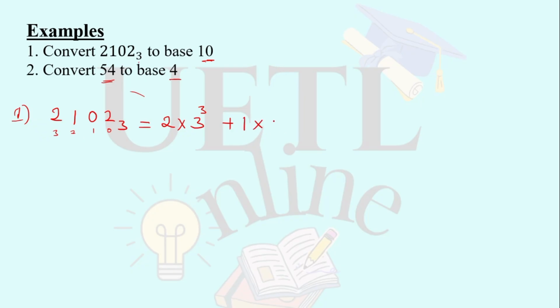So it becomes 3 to the power 2. Then plus, here we have 0, so you say 0 times 3 to the power 1. Then plus, this is 2 times 3 to the power 0. Okay, so we're going to solve this and see what we get as our answer.